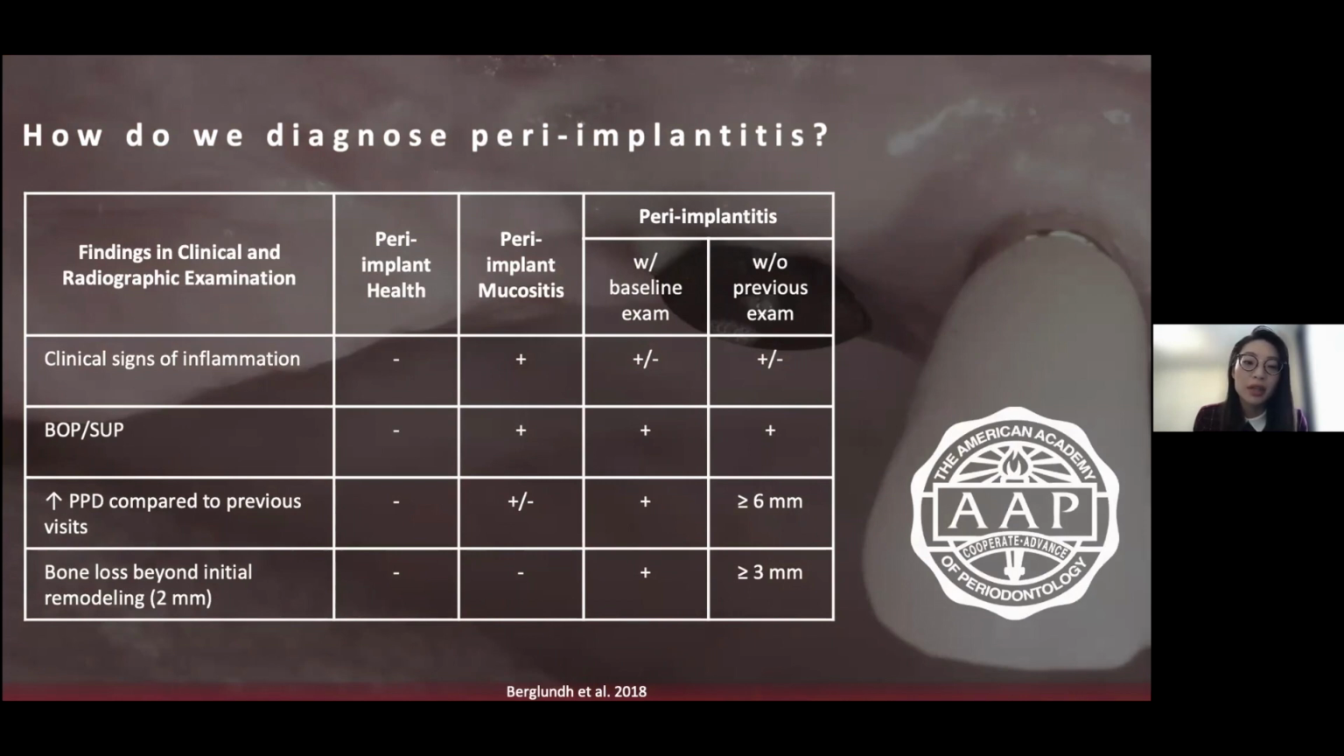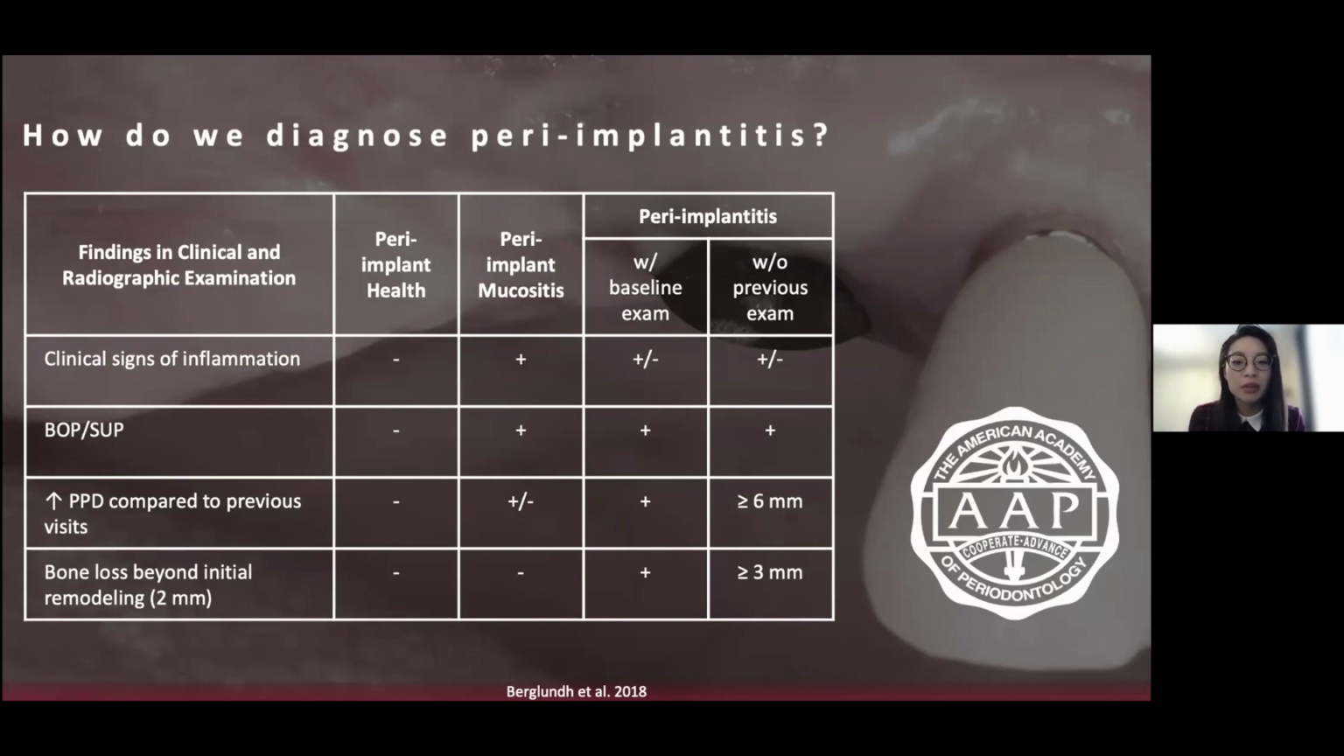So for peri-implant health, we must observe an absence of clinical signs of inflammation, no bleeding on probing or suppuration, no increase in periodontal probing depths that are clinically significant besides normal intra-operator variation, and then bone loss beyond initial remodeling. There should be none, and the threshold is set at 2 millimeters.